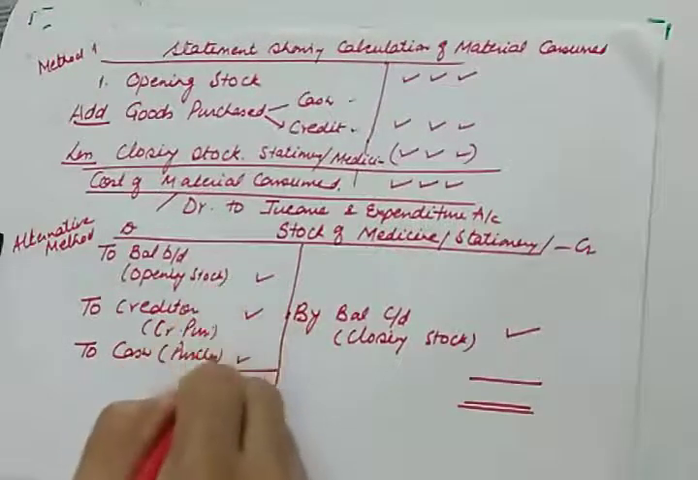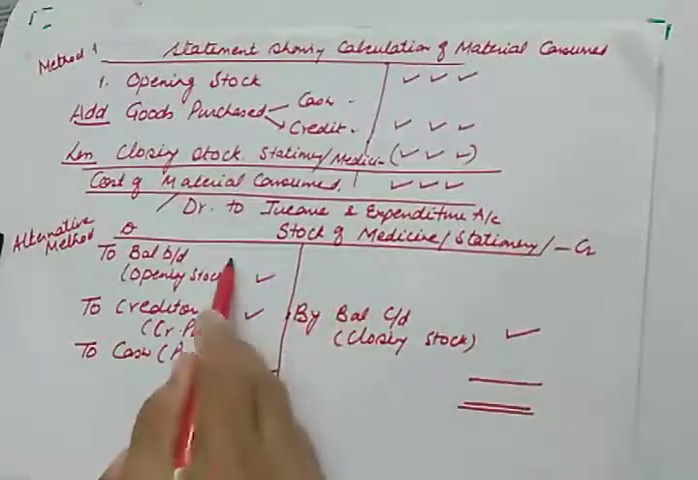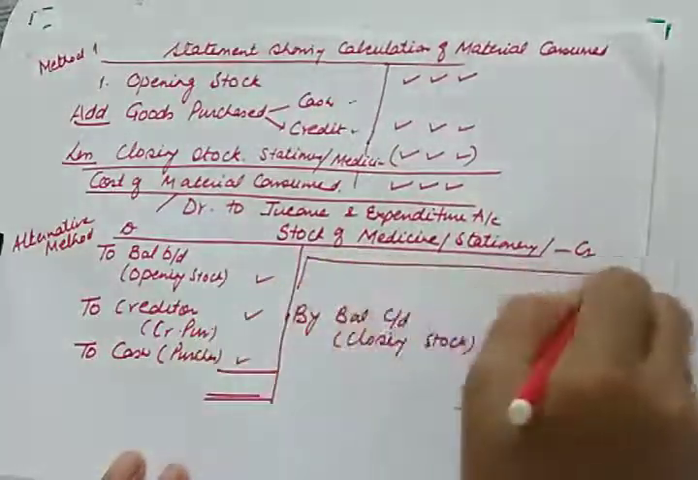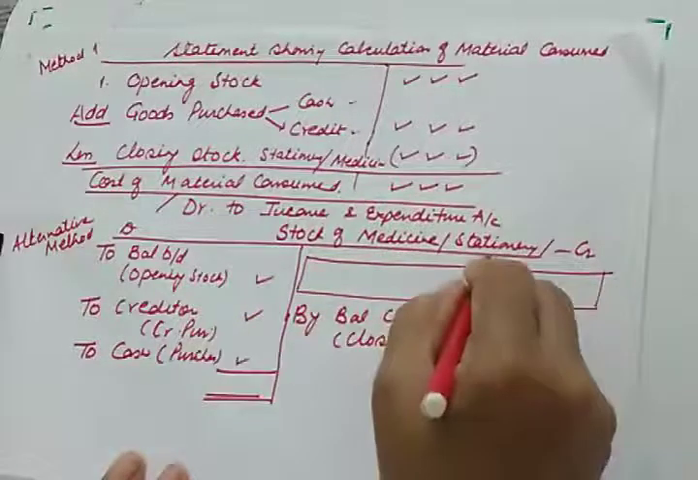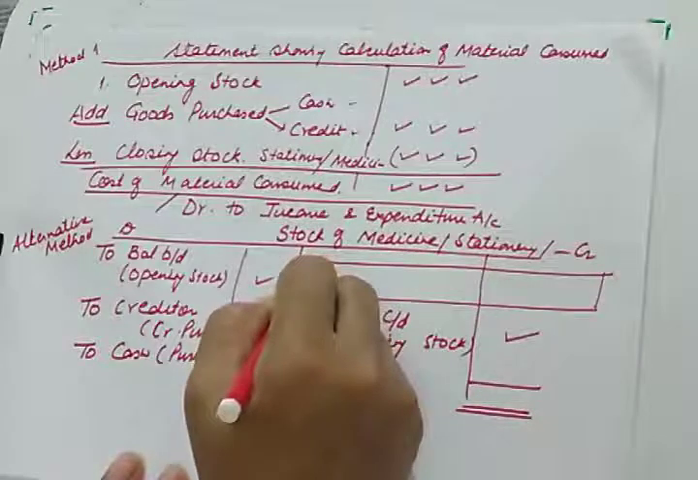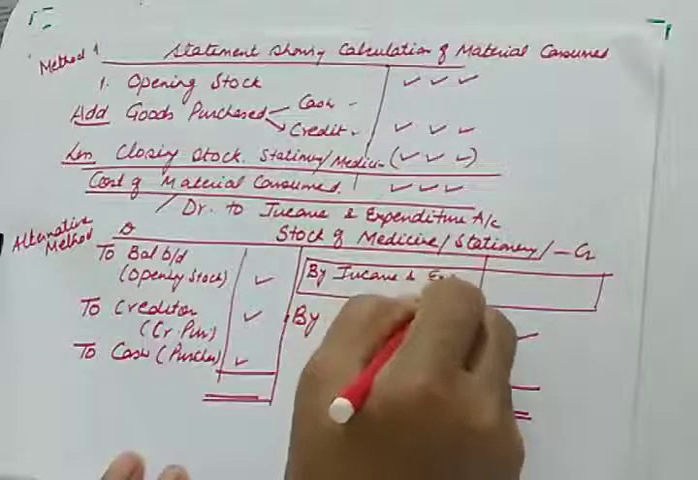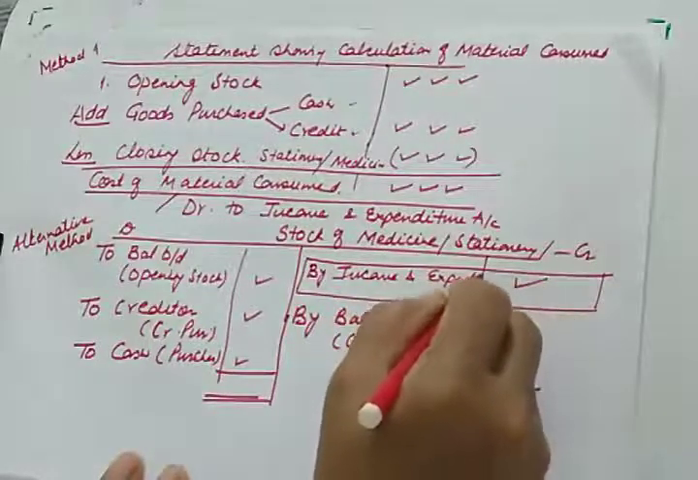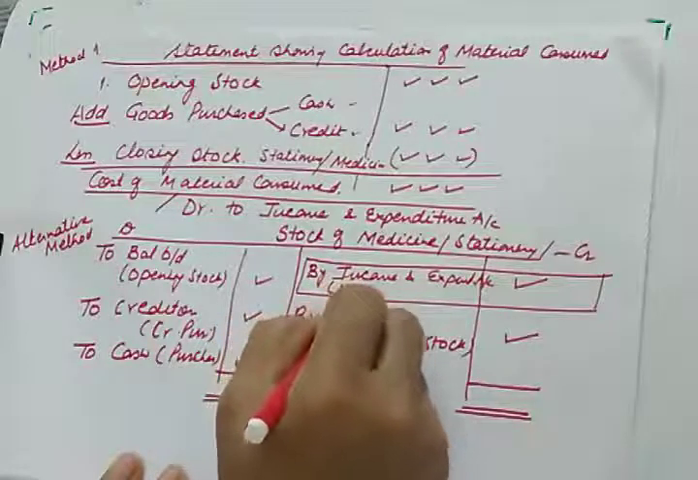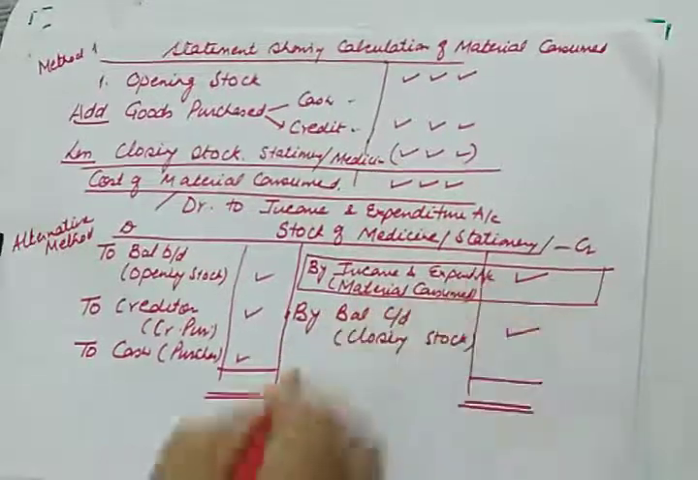Now, the debit side is always more because it's a stock, so this cannot go negative. This side will always be more than this, and the balancing figure which will be recorded here will be your cost of material consumed. So here we'll be writing by income and expenditure account, which is cost of material consumed. So this is how it is to be prepared.